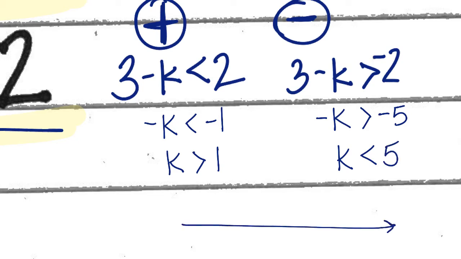Let's go ahead and graph. I have 1, 2, 3, 4, 5. Again, the number line is typically provided for you. We're going to put an open circle at 1, going greater than, and an open circle at 5, going less than. So this one does connect together.